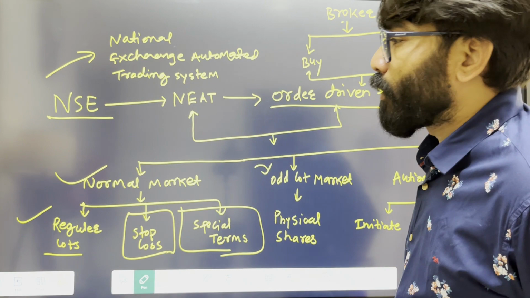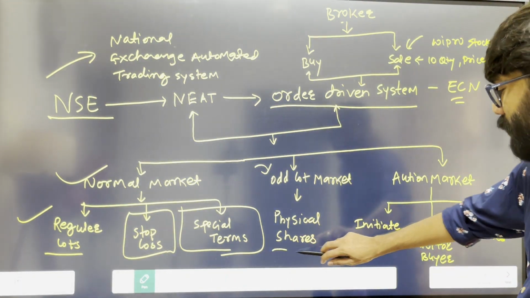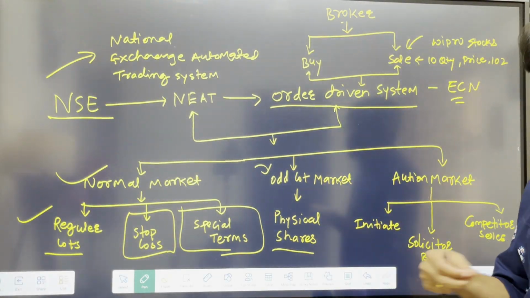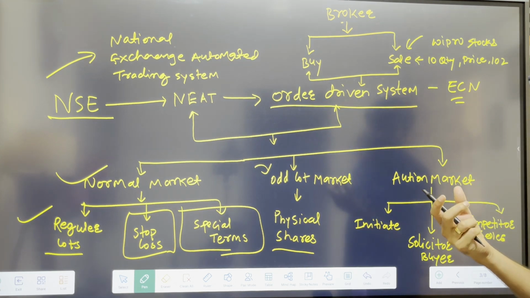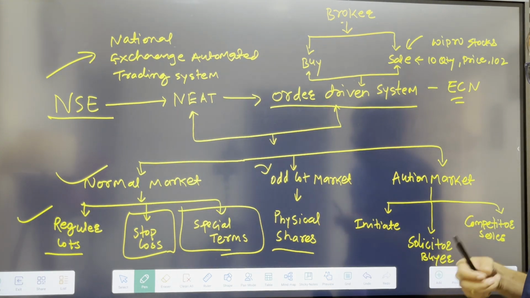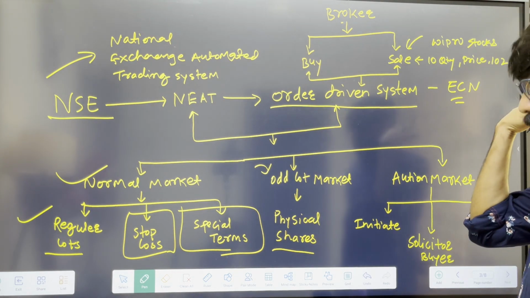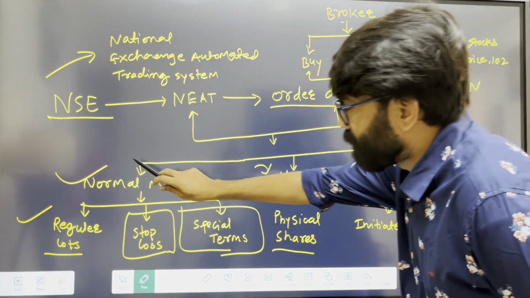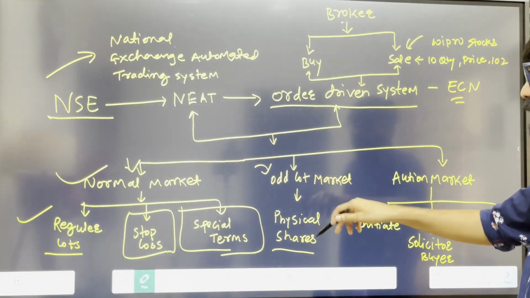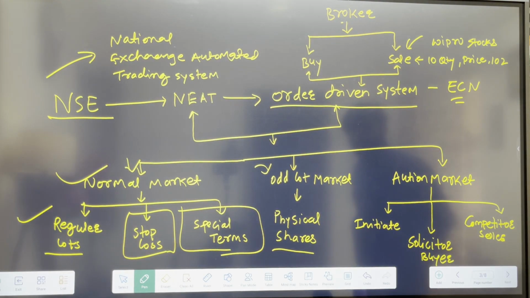In short, the odd lot market is for physical shares. So you can buy and sell the securities in physical form, not in digital form. If you want to buy and sell the securities in, let's say, digital form, that comes under your normal market, and physical securities come under your odd lot market.